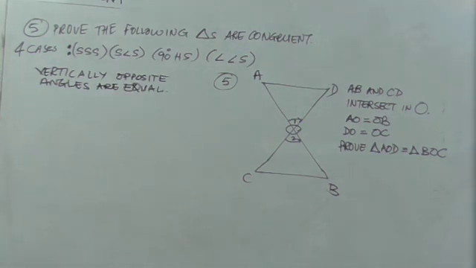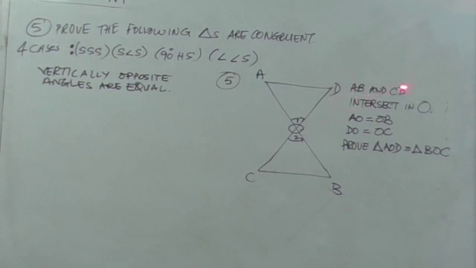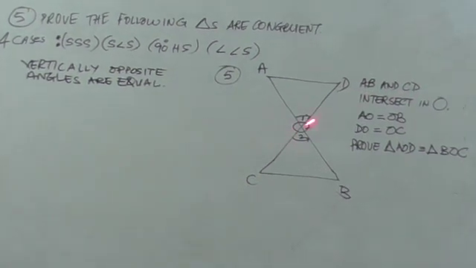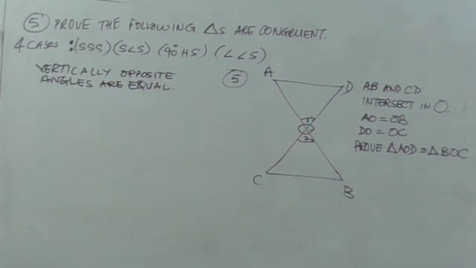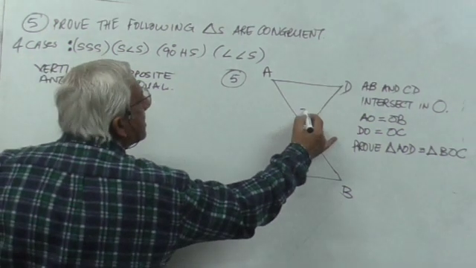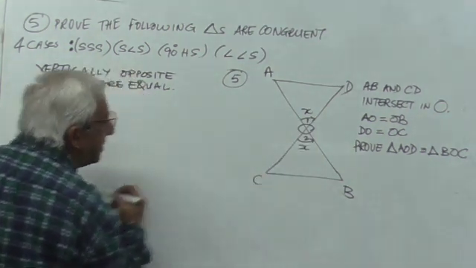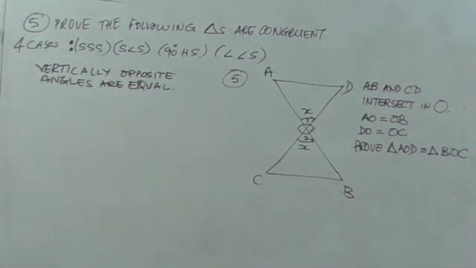Before you can say vertically opposite angles are equal, you've got to be sure that this is a straight line and that is a straight line. We are 100% sure it's a straight line because they said AB and CD. Therefore, angle O1 will be equal to angle O2. It was not given, we are writing it down. So we will go there and write that this is X and this is X.